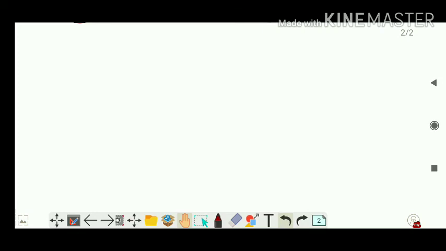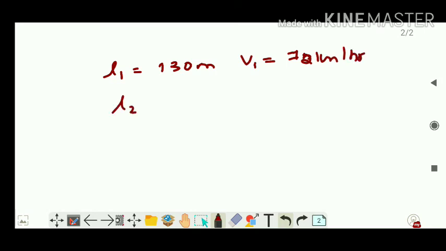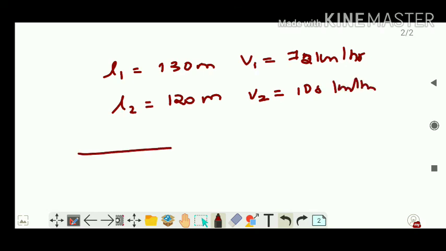let's first understand what the first train is. It has a length of 130 meter, right? And its velocity v1, let's say, is 72 kilometer per hour, right? Now let's say L2, the length of the second train, is 120 meter, and its velocity v2 is 108 kilometer per hour, right? So this L1 train is moving up in this direction with velocity 72 kilometer per hour, and the other train of 120 meter has 108 kilometer per hour velocity. This is v1, this is v2.